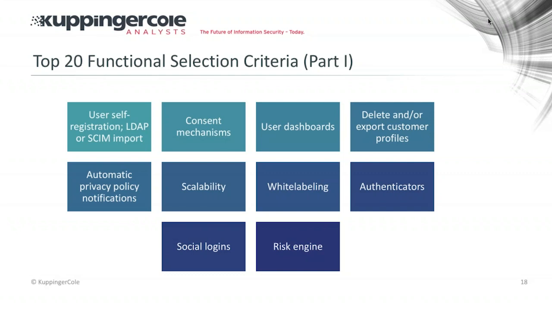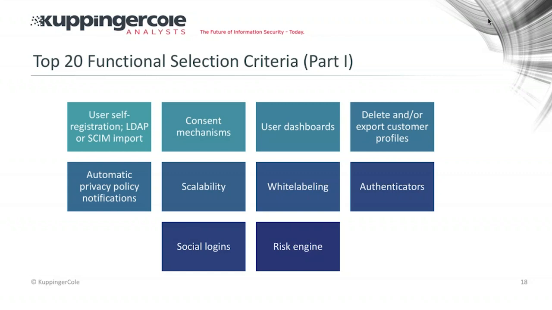User dashboards: users should be able to come in and look at what they've given consent to and change it. Also to delete or export their profile from the dashboard. You should be able to trigger automatic privacy policy change notifications from your CIAM solution. You should also think about scalability. How many users do you anticipate? Is the solution provider able to scale up that far?